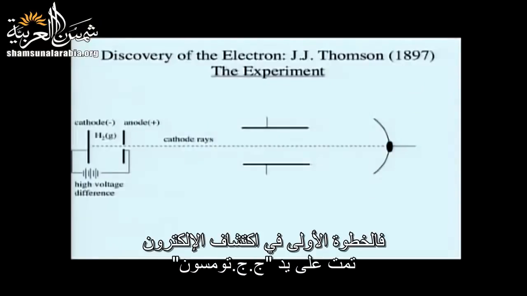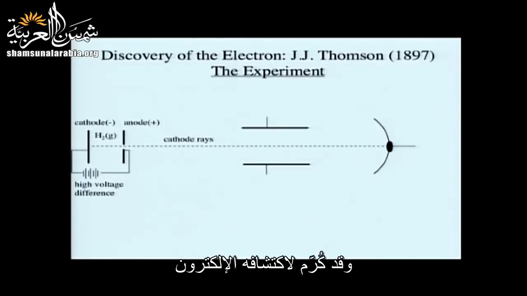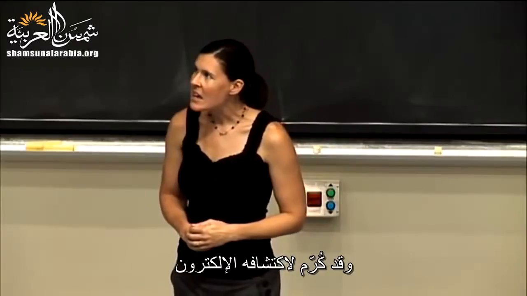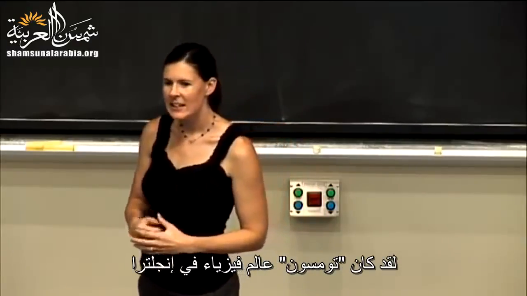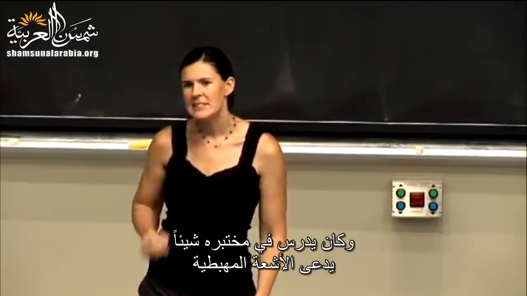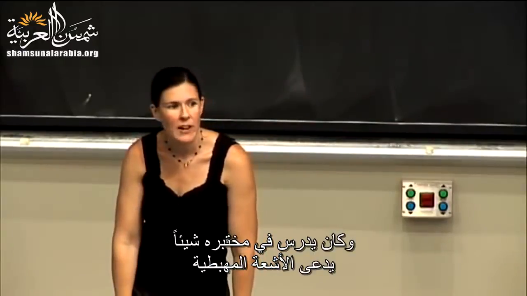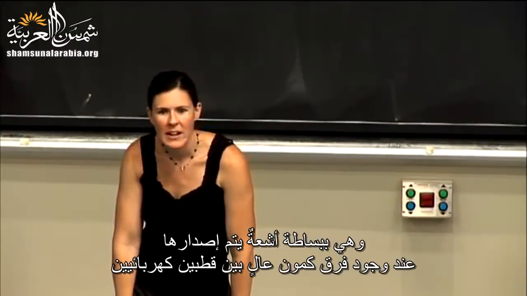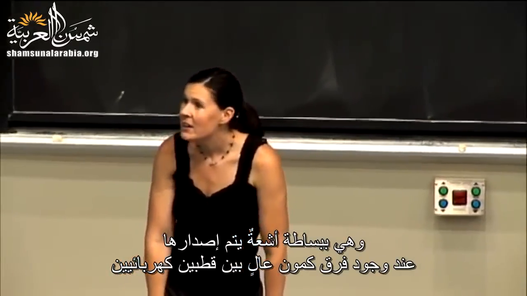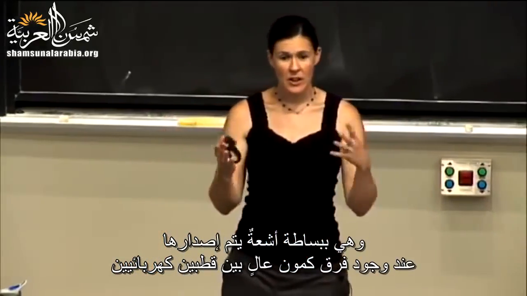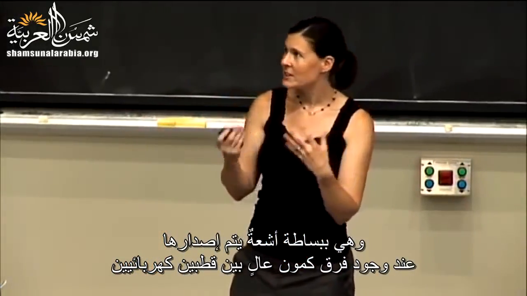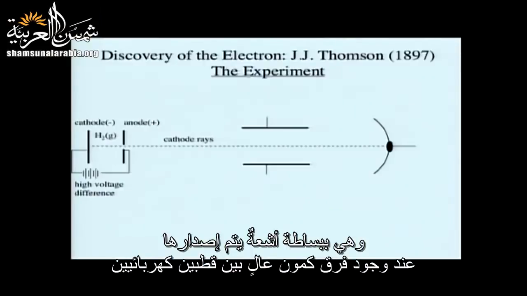And the first step in discovering this was accomplished by J.J. Thomson. J.J. Thomson is credited for discovering the electron. He was a physicist in England, and what his laboratory was studying is something called cathode rays. Cathode rays are simply rays that are emitted when you have a high voltage difference between two electrodes.